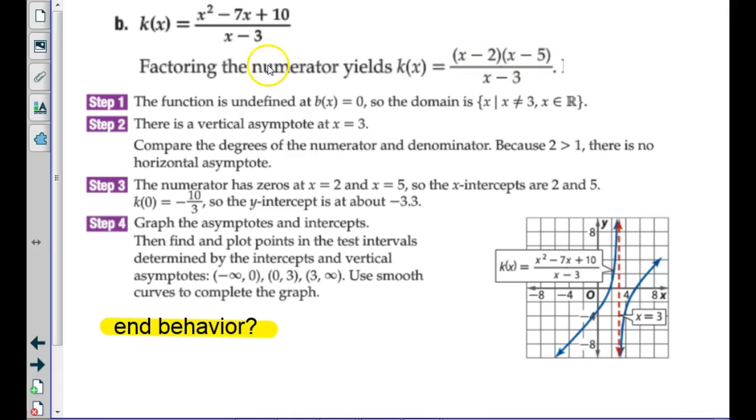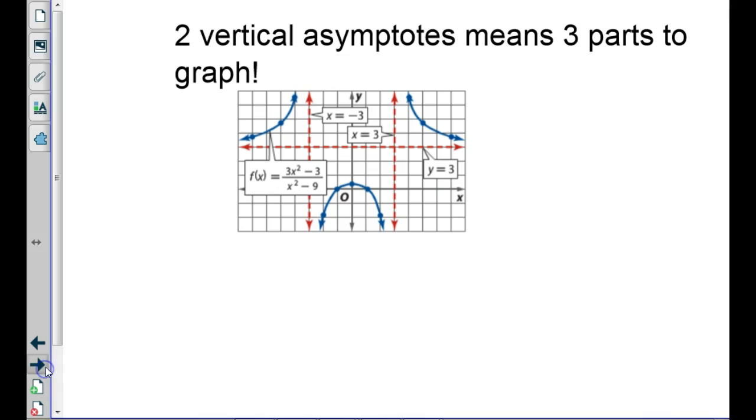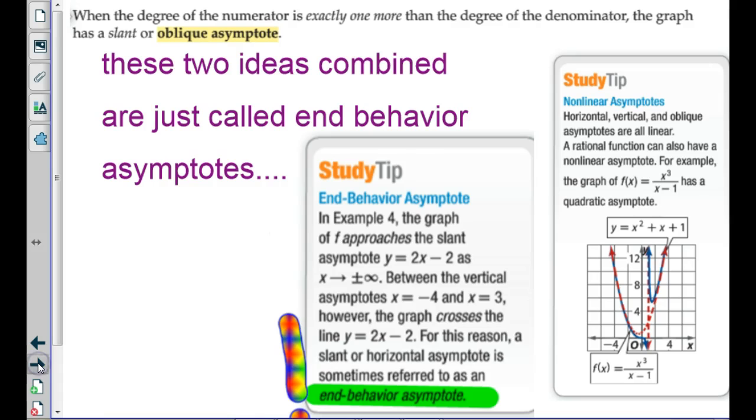I practiced end behavior a little bit. We'd have to use synthetic division. Again, 2 vertical asymptotes mean that there's 3 parts to the graph. We talked a little bit about that.